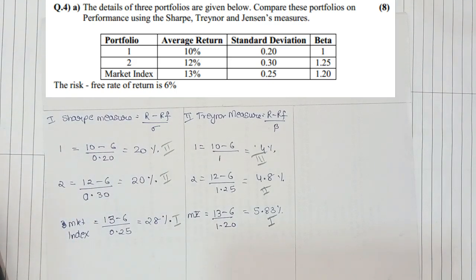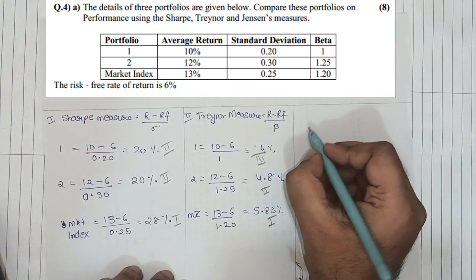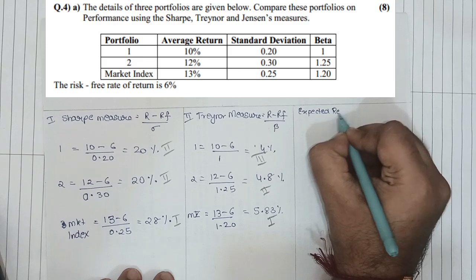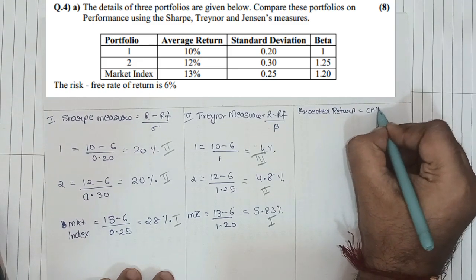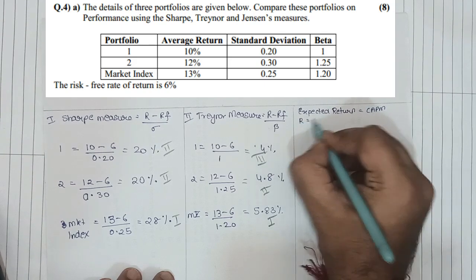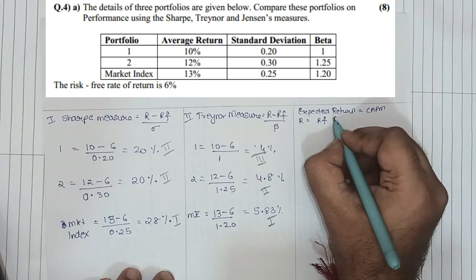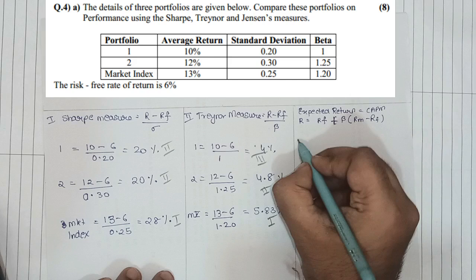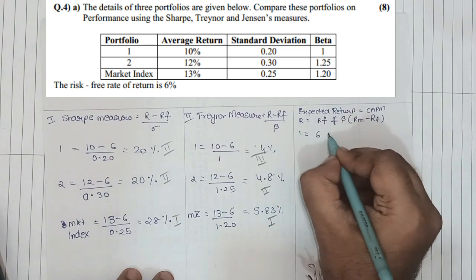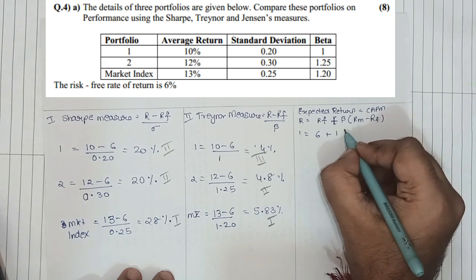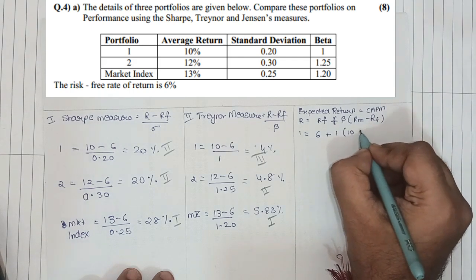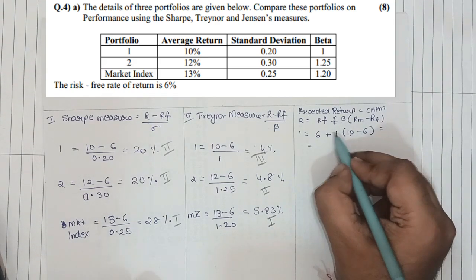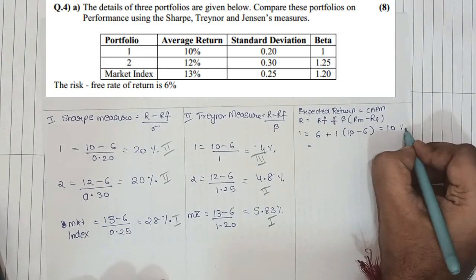Now, so this is for Sharpe and Treynor. Now for Jensen, before starting with Jensen, we'll have to first find the expected return. Okay, so expected return we need to first find using the CAPM model, where the formula of expected return is risk-free return plus beta into RM minus RF. So for 1, risk-free was 6 plus beta is 1, RM is 10 minus 6. So 10 minus 6 is 4, 4 ones are 4, 4 plus 6 is 10. The expected return is 10%.